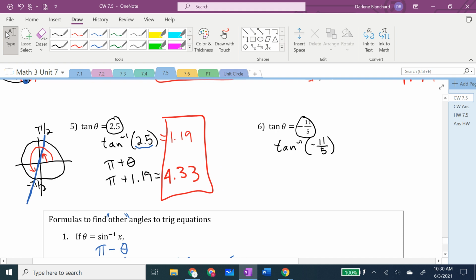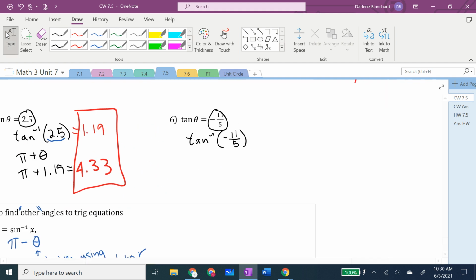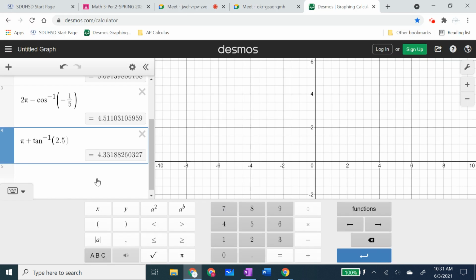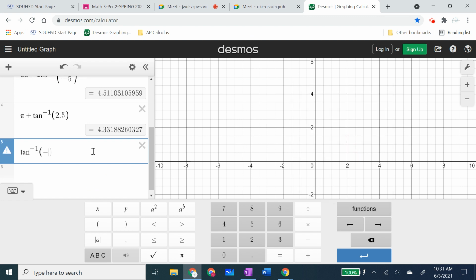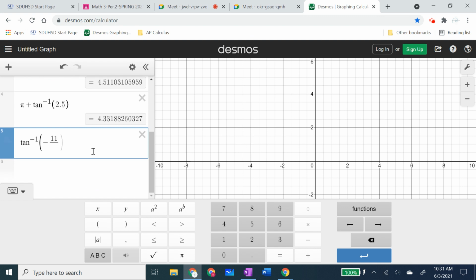Now for the second one, I again only get to work with angles between negative pi over 2 and positive pi over 2. That is what my calculator is going to give me, an angle in between there. So this time I put in negative 11/5, and I get a negative angle, negative 1.14.